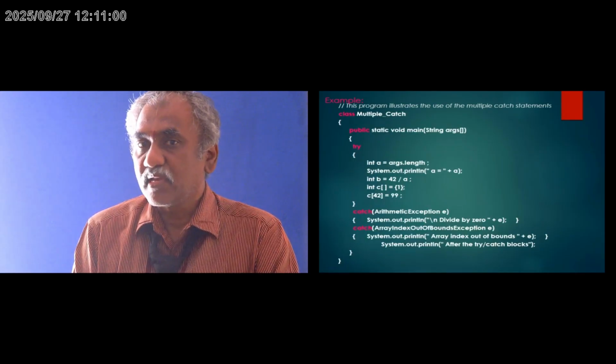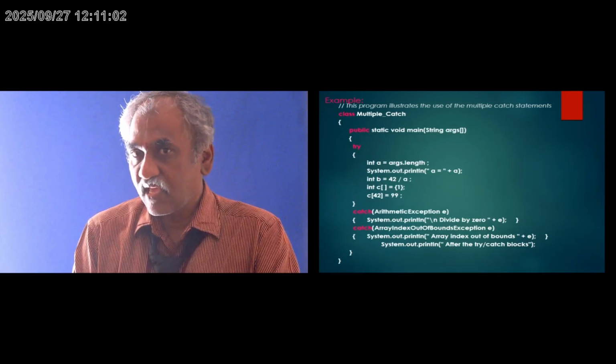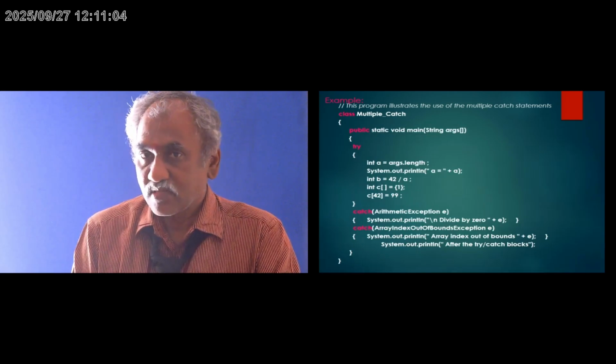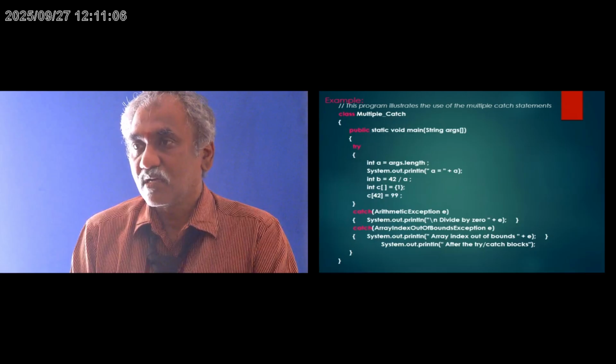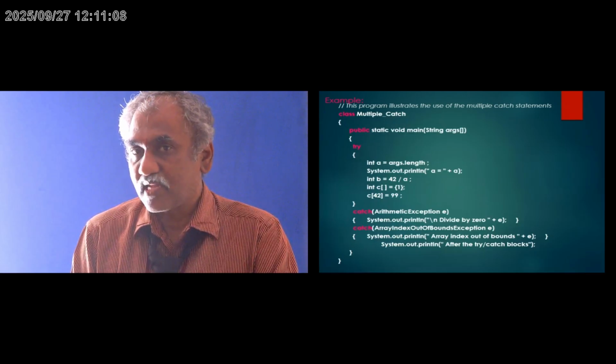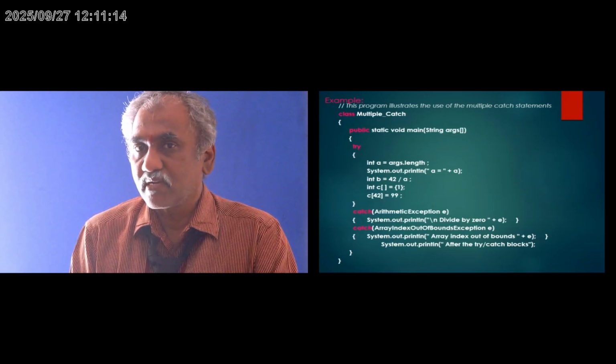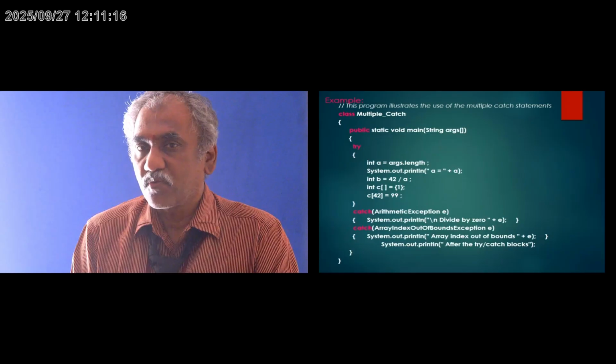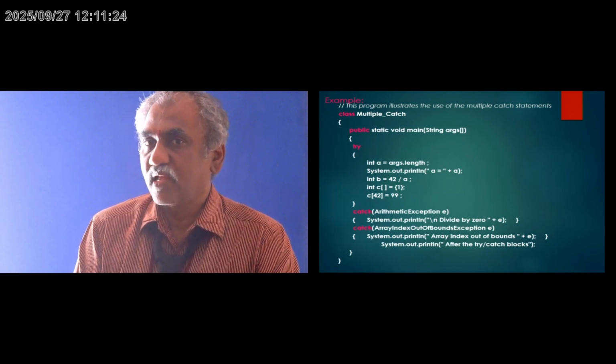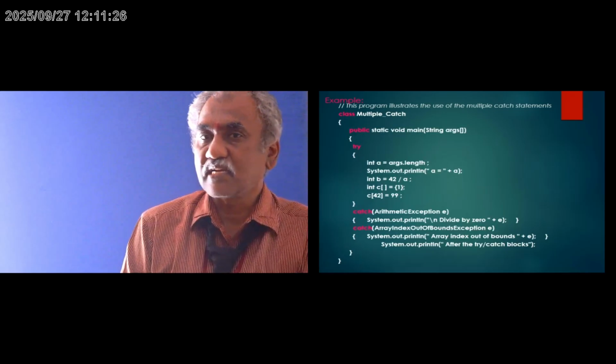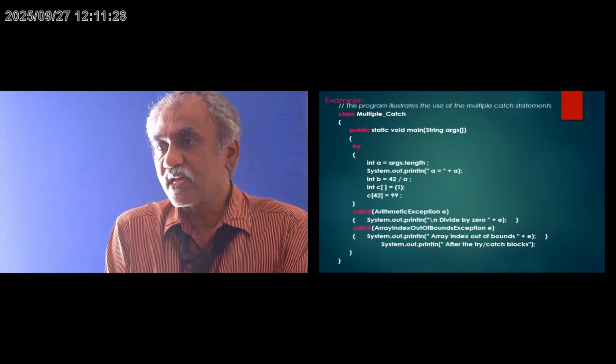I am going to set a equal to args.length. So I am going to pass a group of values as parameters on the command line. That is args.length, System.out.println, and int b equal to 42 by 0. Division by 0. And c[42] equal to 99. You see the program clearly. All the statements are syntactically and logically correct, but it will produce a runtime error.